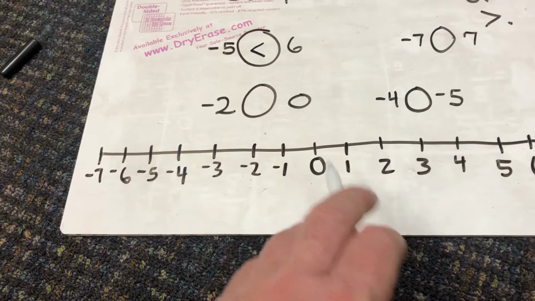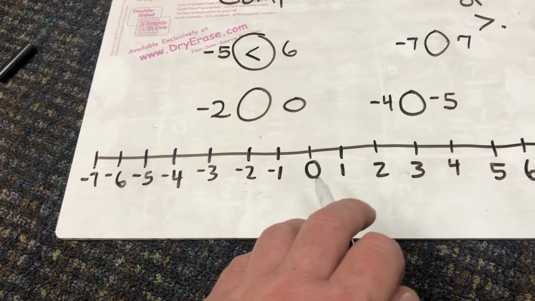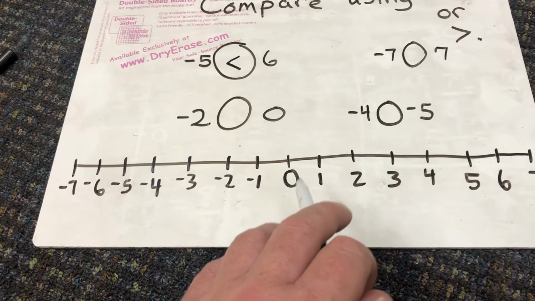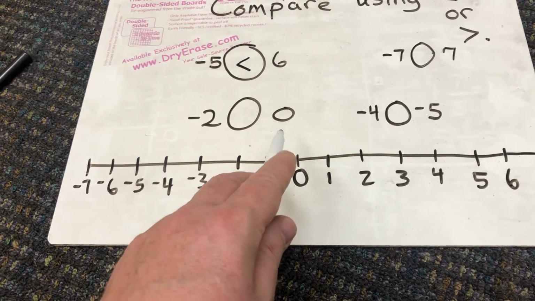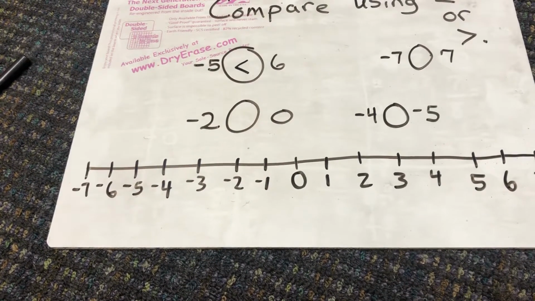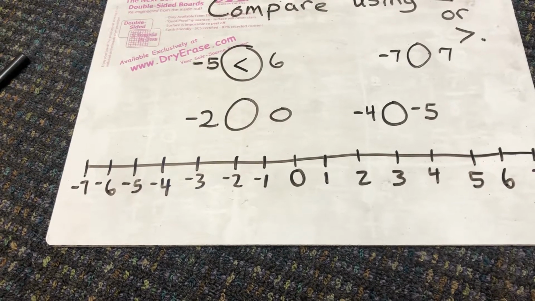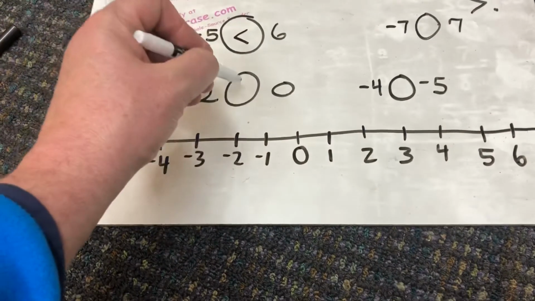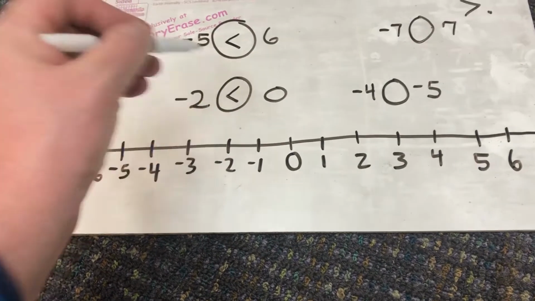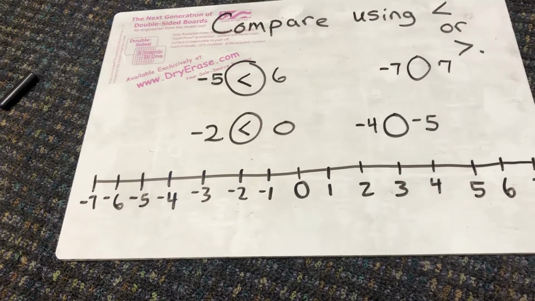Now, here we have negative 2 and 0. Remember, 0 is where we envision that midpoint of our number line, and it's the negative numbers that move left. So actually 0 is bigger than a negative number, okay? And with 0 being bigger than a negative number, because negative numbers are less than nothing, we would have the mouth open to the 0.